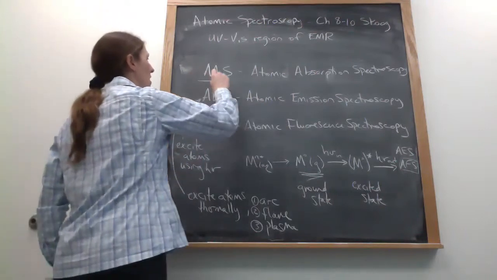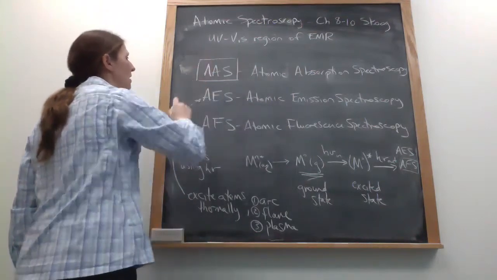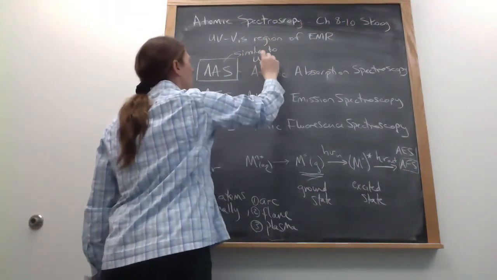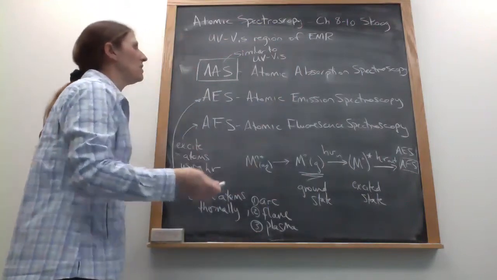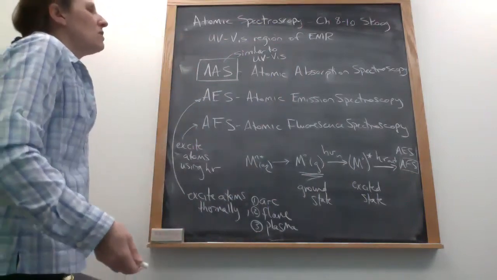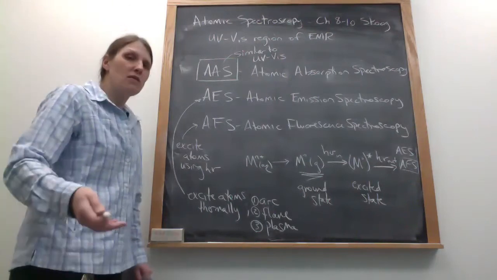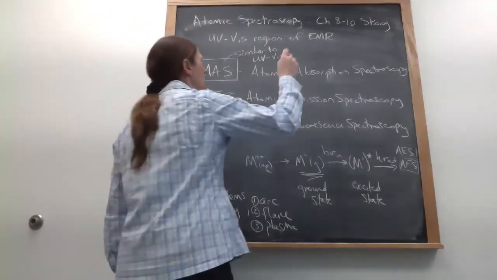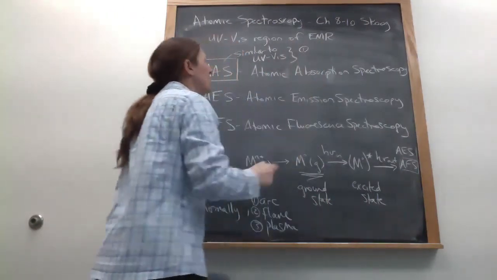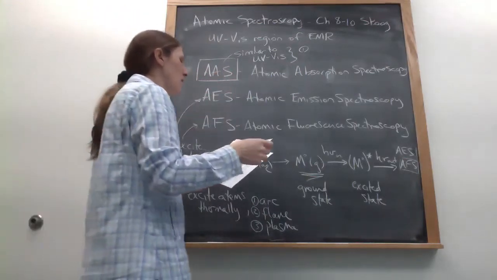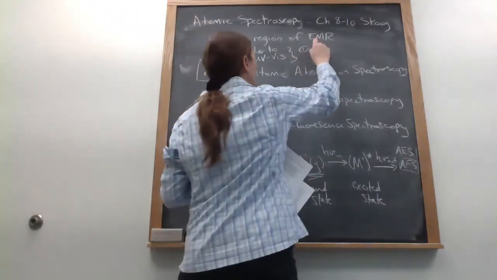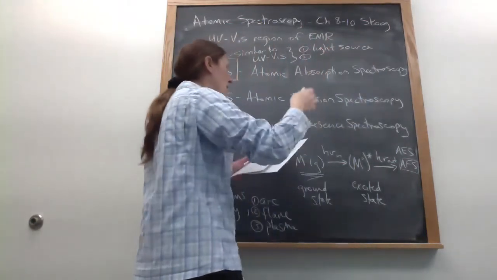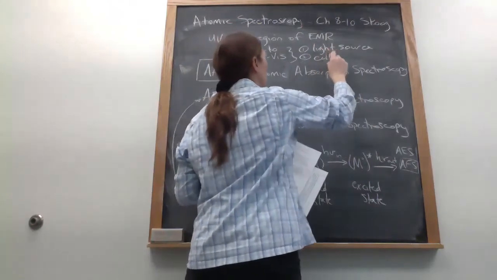Atomic absorption spectroscopy is similar, right, to UV-vis in that it's an absorption technique, but it's specific to atoms. The major differences between this and UV-vis have to do with the light source, right? And the second part has to do with the cell.